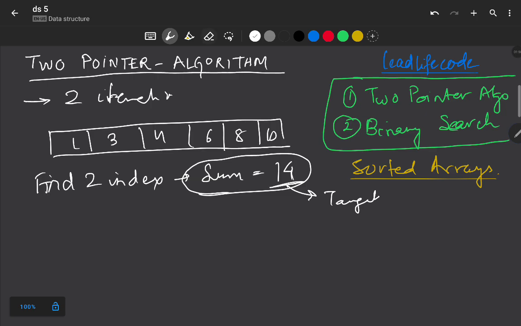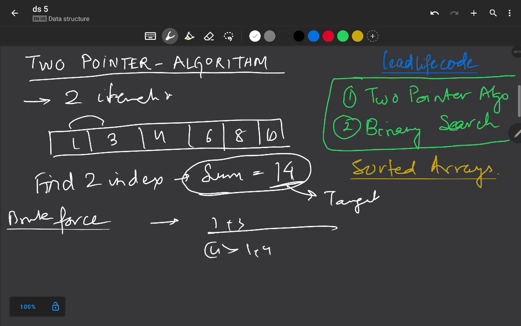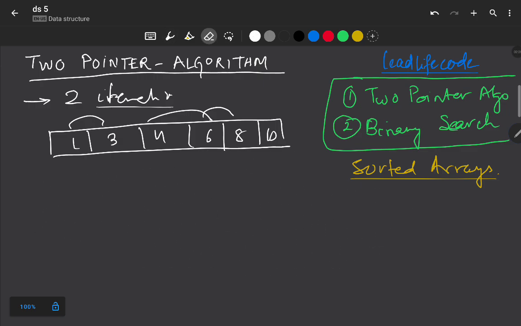Normally you would try the brute force approach. What brute force means is you just continue to iterate: 1 plus 3, 4, no, 1 plus 4. If you start doing it like this, that is what we call brute force, and the time complexity becomes n square, which is not a great solution. You will not be giving the most optimized solution to this problem statement. So then how do we solve it?